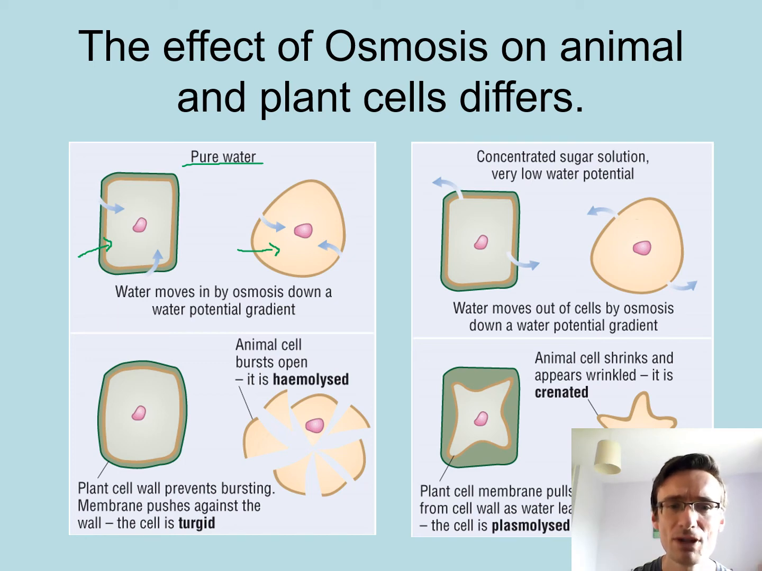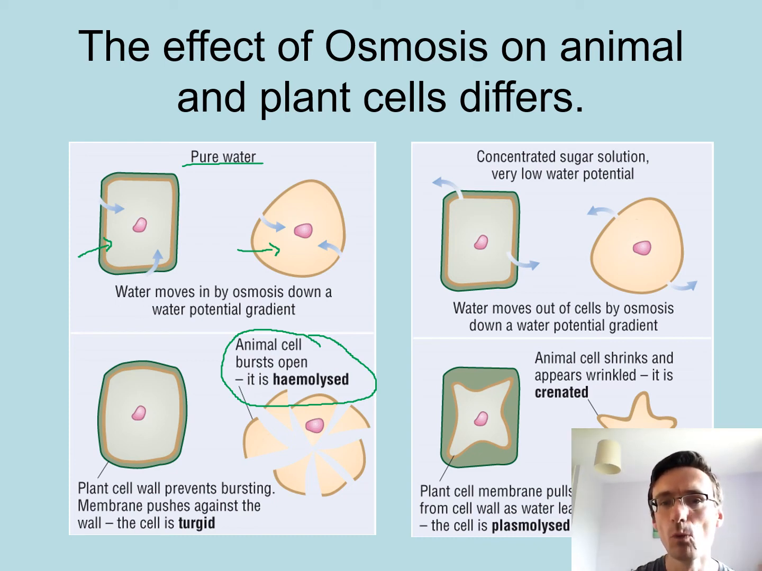Now that will cause both cells to increase in mass, and if too much water moves in, the animal cell will burst open, which is called hemolyzed. Plant cells won't burst because the cellulose cell wall is too strong and therefore it resists the pressure. At some point, the plant cell will no longer be able to fit any more water in, and it reaches maximum volume. We call that being turgid.